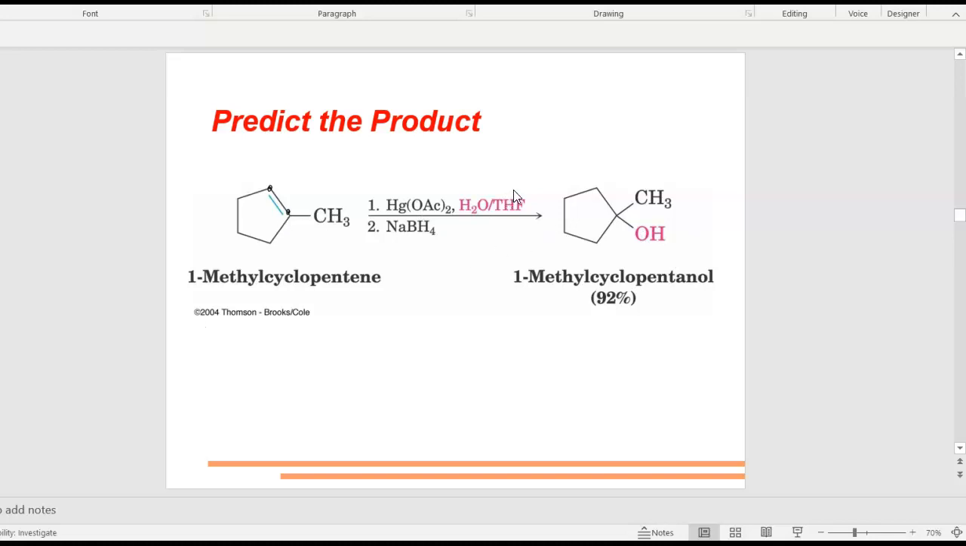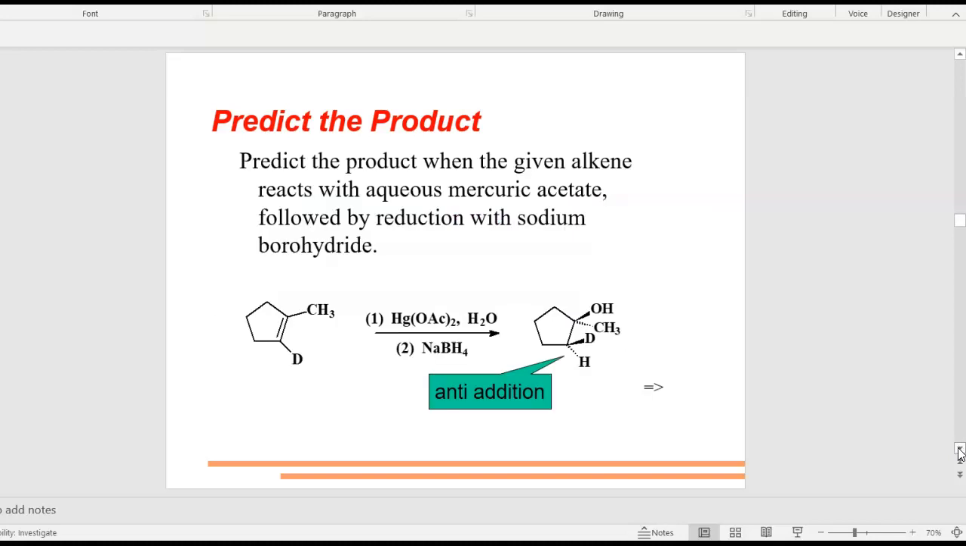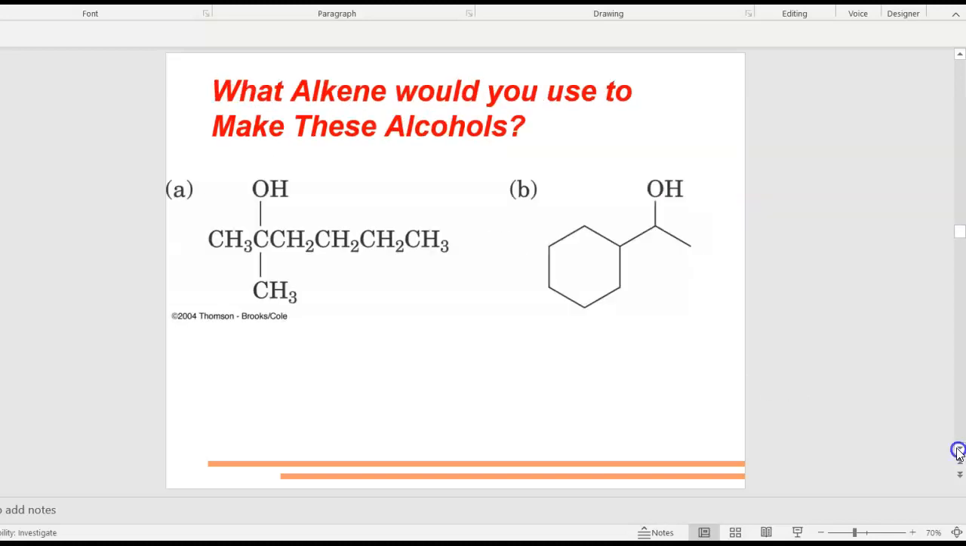Now again, remember THF is just our solvent, so don't worry about having that incorporated into the reaction. It is just acting as an inert solvent. This is the reagent, and we have the second step of reduction where the HgOAc is replaced by a hydrogen. Okay. All right.